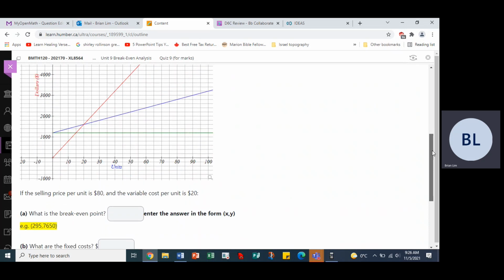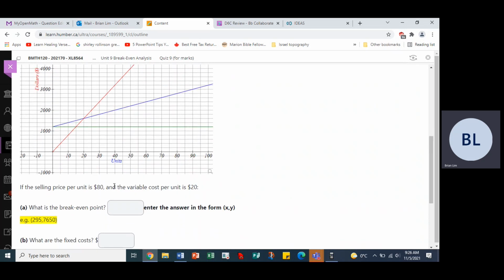All right, so here we are. If the selling price per unit is $80 and the variable cost per unit is $20, what is the break-even point? So the break-even point is where the total cost and the total revenue lines cross each other because they're equal. When total revenue equals total cost, that's the break even. Now this point is easy to recognize, so we can put that in, it's 20.